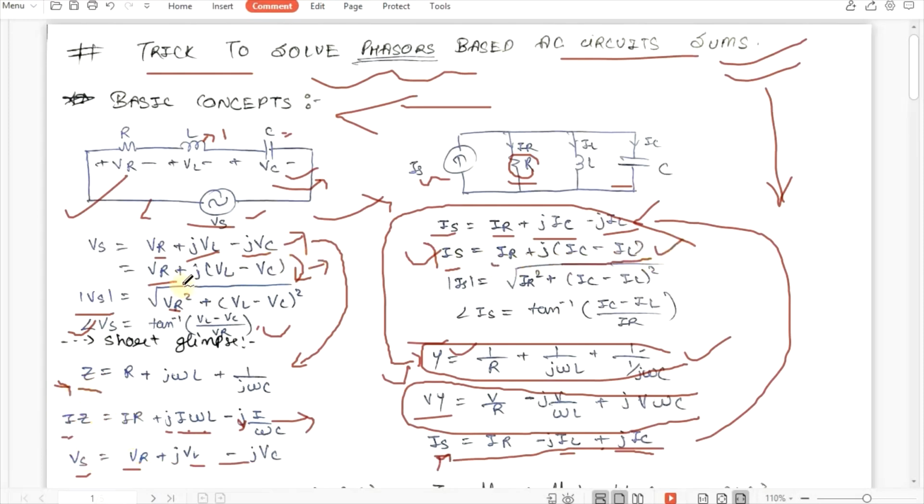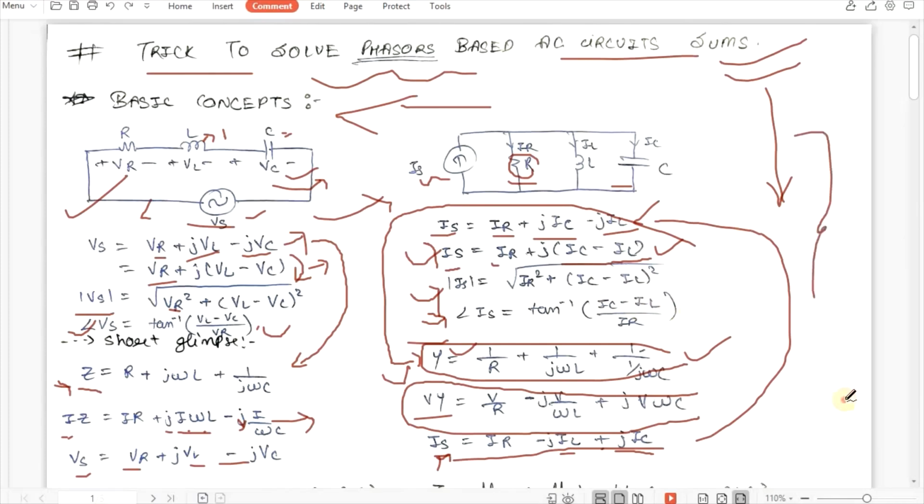Note this difference. Here you had Vs equals VR plus j(VL minus VC), and here you have Is equals IR plus j(IC minus IL). Now if you find the magnitude, mod of Is equals the square root of IR squared plus (IC minus IL) the whole squared. And if we calculate the angle, it will be tan inverse of (IC minus IL) by IR.